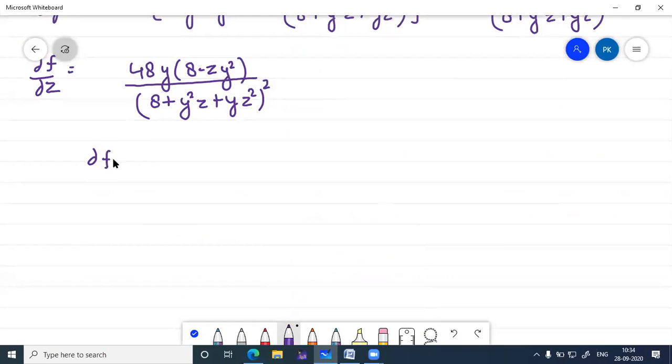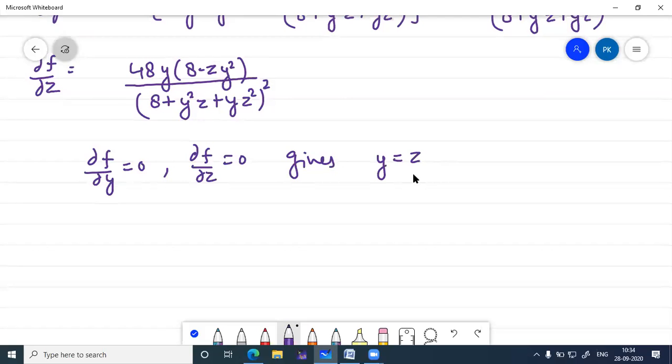So when we equate it to 0, del f by del y equals 0 and del f by del z equals 0, it gives the value of y is equal to z, and this value will be equal to 2. So for a stationary point, we denote it by s star. We will get the value of both these two will be 2.